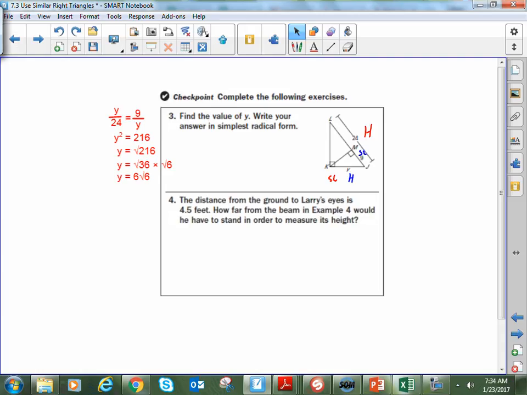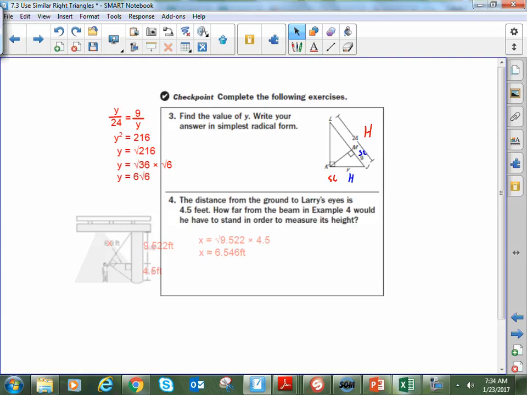So I'm just going to say y over 24 is equal to 9 over y. Cross multiplying gives us our y squared, which is where we're talking about geometric mean. We have to take the square root of the product of two numbers. So simplifying the value, I get 6 radical 6 as my value for y.